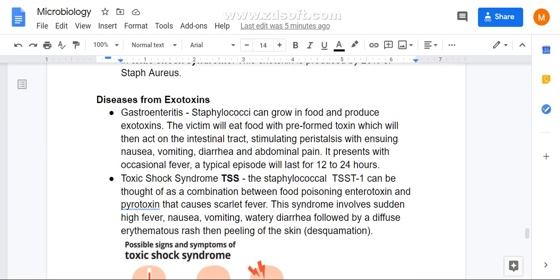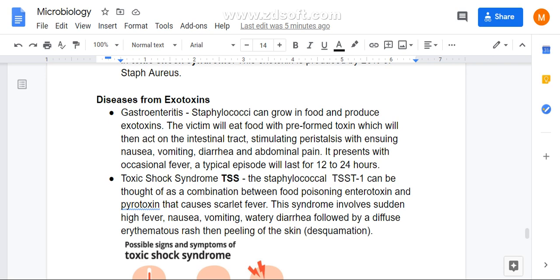First one being gastroenteritis. Staphylococci can grow in food and produce exotoxins. The victim will eat food with preformed toxin, which will then act on the intestinal tract, stimulating peristalsis with ensuing nausea, vomiting, diarrhea, and abdominal pain. It presents with occasional fever. A typical episode will last anywhere from about 12 to 24 hours, right? So this disease is not too serious.